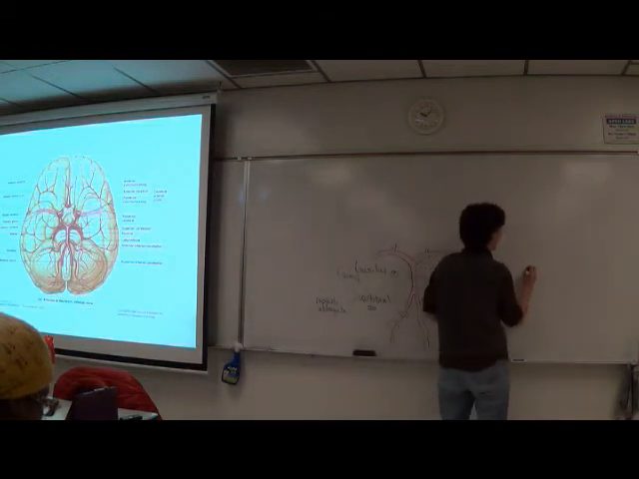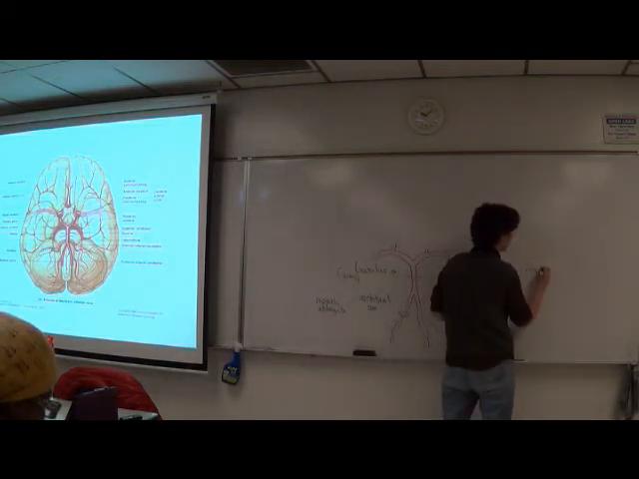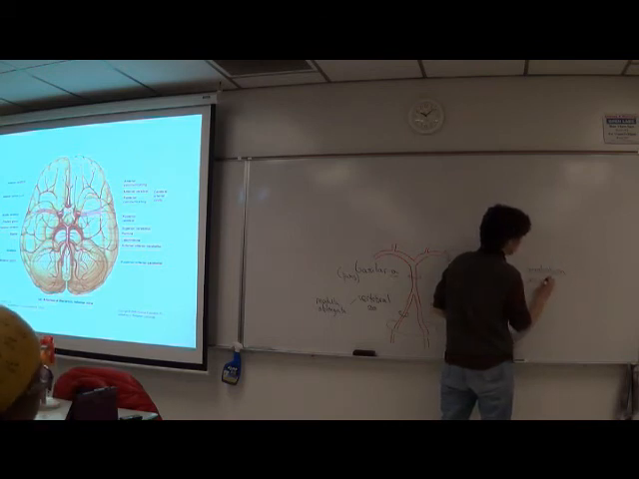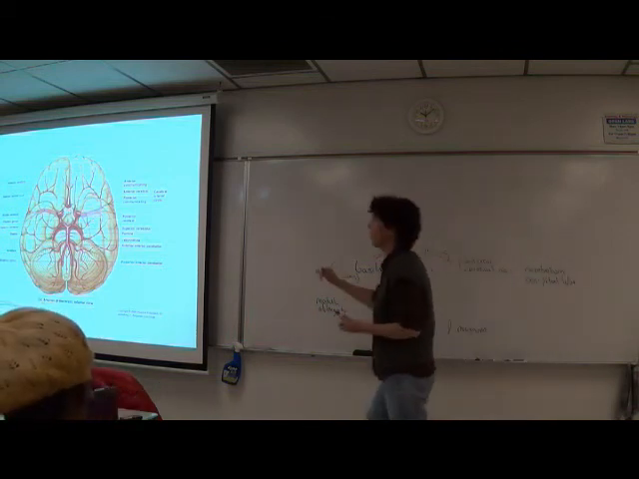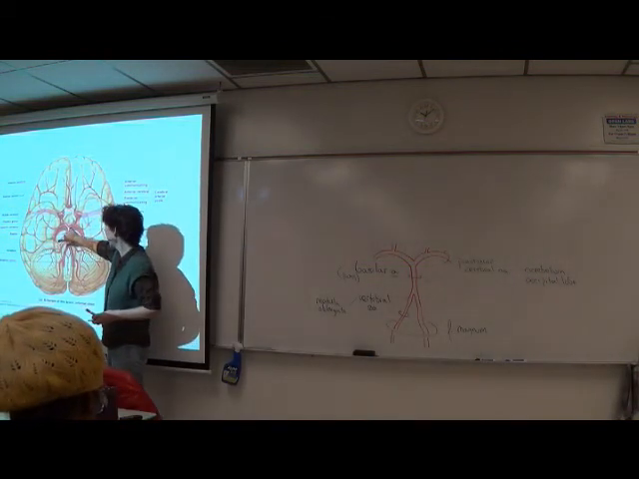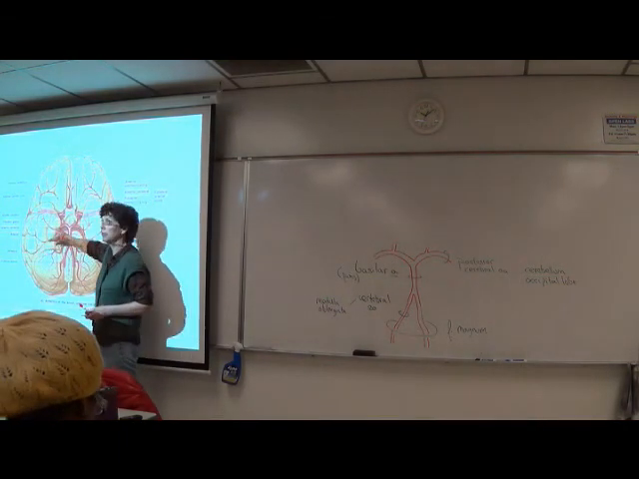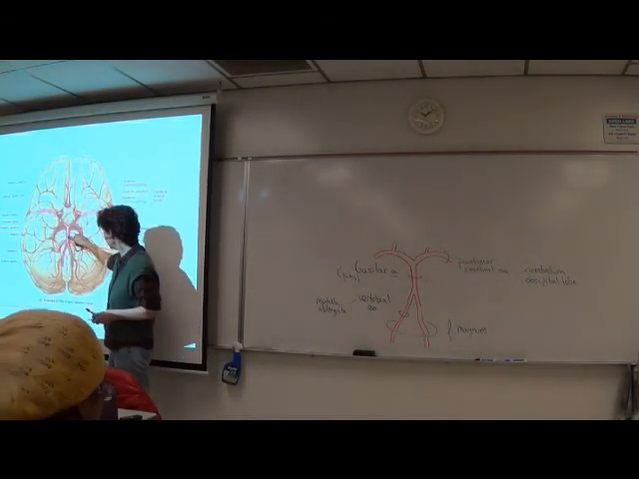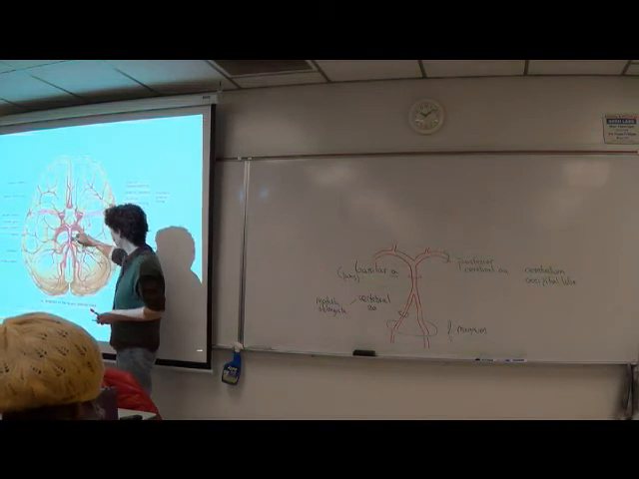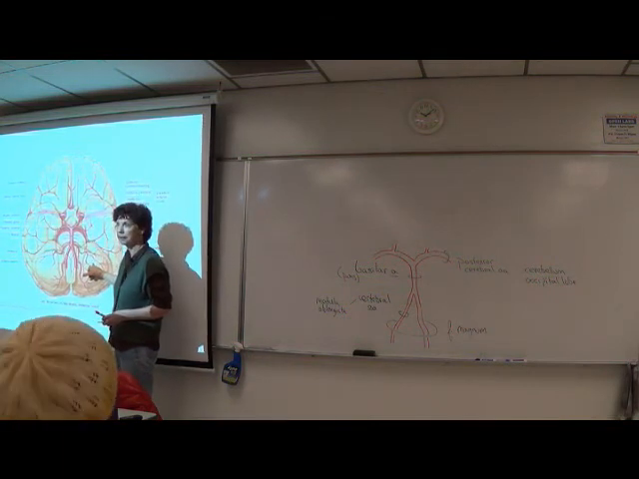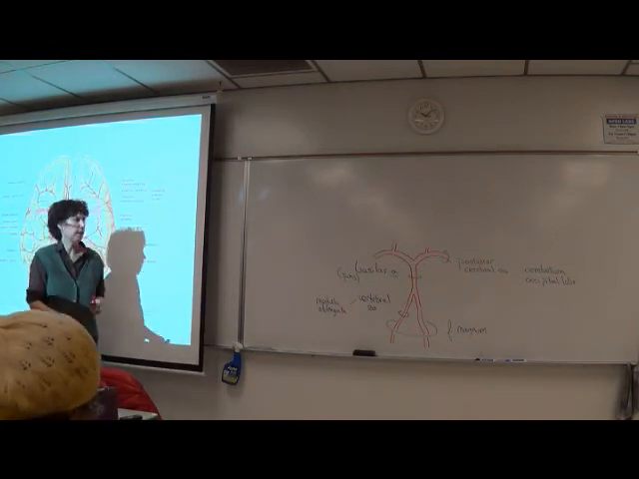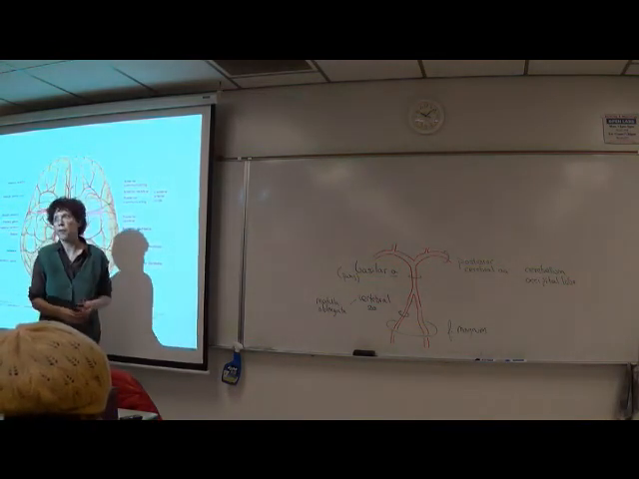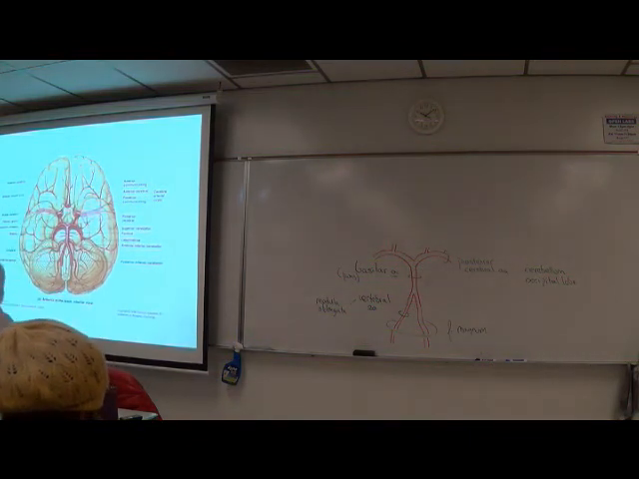Posterior cerebral arteries are going to the cerebellum and occipital lobe. So that's what you see right here. Not the first set, but the last set right here. And you can see them passing posteriorly, supplying the occipital lobe and the cerebellum. Branches of the medulla and basilar can go to the cerebellum as well. So that's the supply from the vertebral arteries.